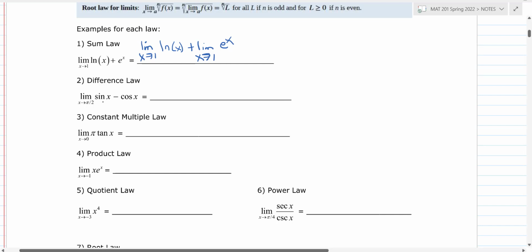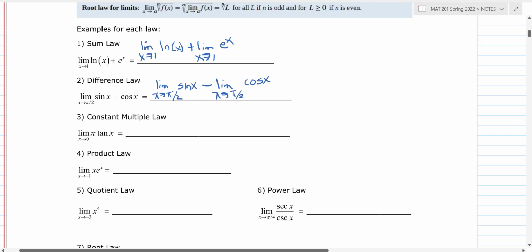Okay, the difference law. Notice I have two functions being subtracted, so I can break this up. The first limit would be the limit as x goes to pi over 2 of sine x, and then minus the second limit, the limit as x goes to pi over 2 of cosine x. So 1 and 2 both work basically the same way.